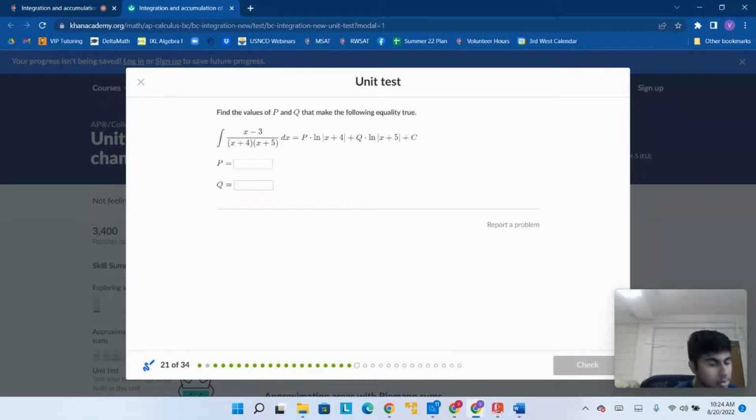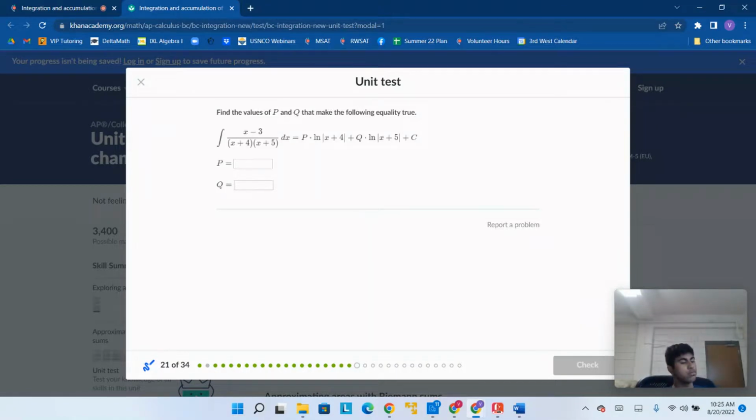Well, let's see. So we take the derivative of the right-hand side. You're going to end up with p over x plus 4 plus q over x plus 5. We're supposed to equal x minus 3 over x plus 4 times x plus 5. So I'm going to multiply everything by x plus 4, x plus 5. So x plus 4 is going to cancel out for the p. Then I have p times x plus 5 plus q times x plus 4 is going to equal x minus 3.